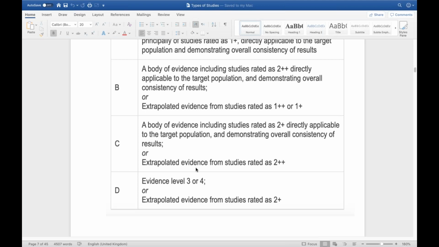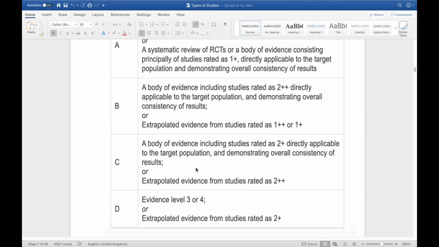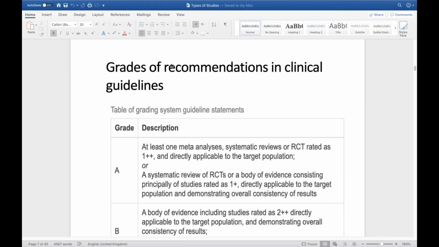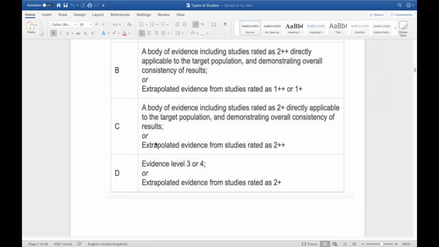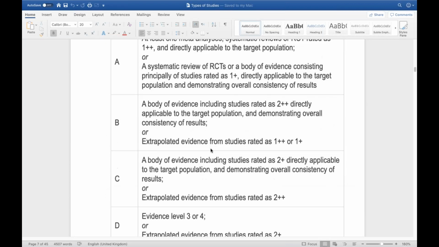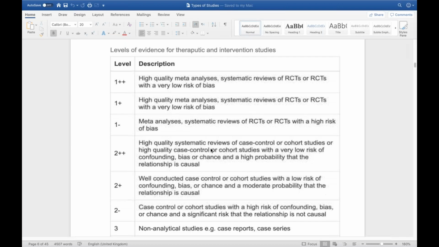So that might be called extrapolated evidence from studies rated as 2++ or whatever. Okay. And this is how to grade the recommendations or the guidelines. Okay, so these are the lowest things. I'll start from above here.